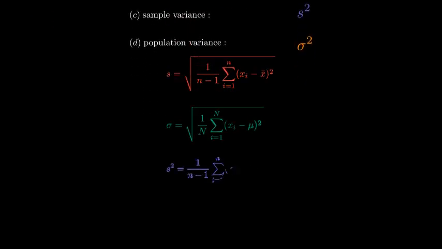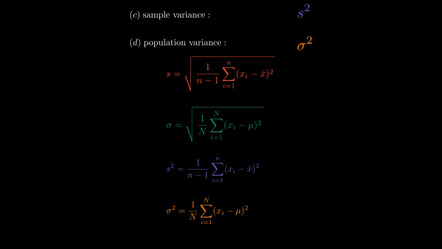For the sample standard deviation, that's the symbol s. The formula is s equals the square root of open parenthesis 1 over n minus 1 times the sum from i equals 1 to n of open parenthesis x sub i minus x bar close parenthesis squared. For the population standard deviation, that's the symbol sigma. The formula is sigma equals the square root of open parenthesis 1 over n times the sum from i equals 1 to n of open parenthesis x sub i minus mu close parenthesis squared.